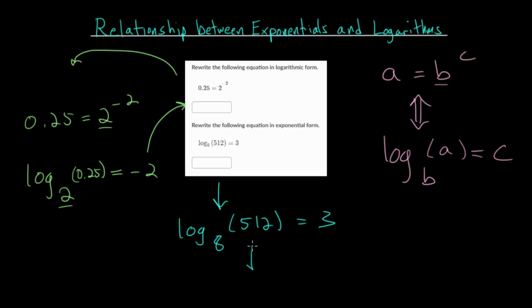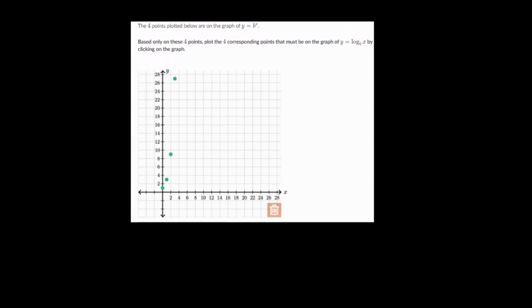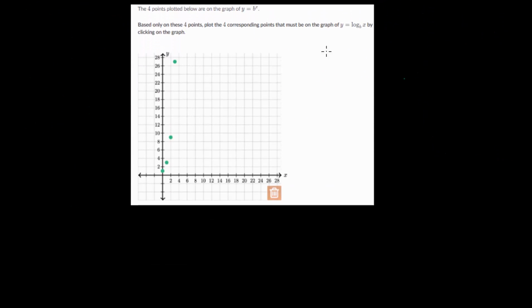So to rewrite this as an exponential equation, the base is the same, the logarithm is equal to the exponent, and the input of our logarithm is what our exponential expression is equal to. So 8 to the third equals 512. That's what we would put right here. So let's keep going. We'll do a couple more problems that are similar but a little bit different.